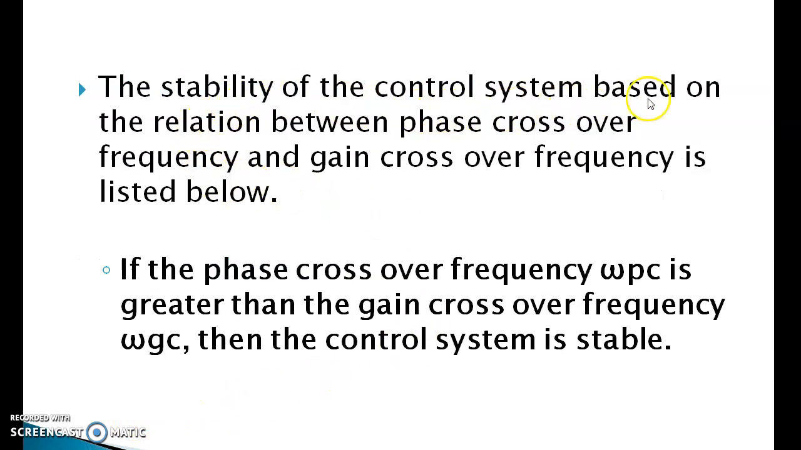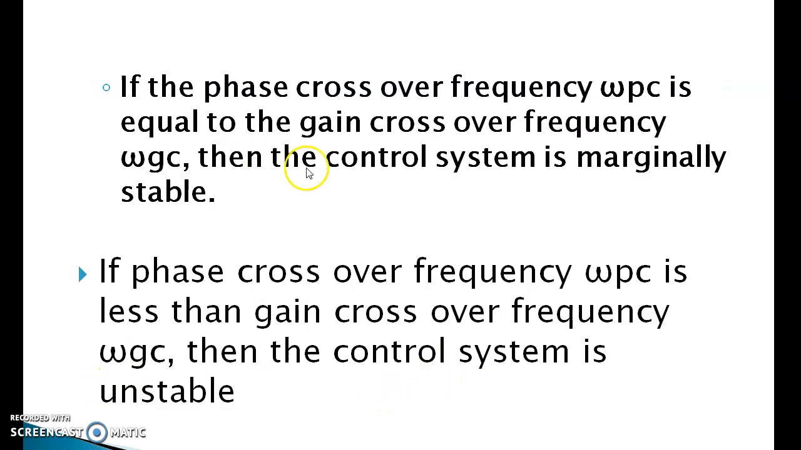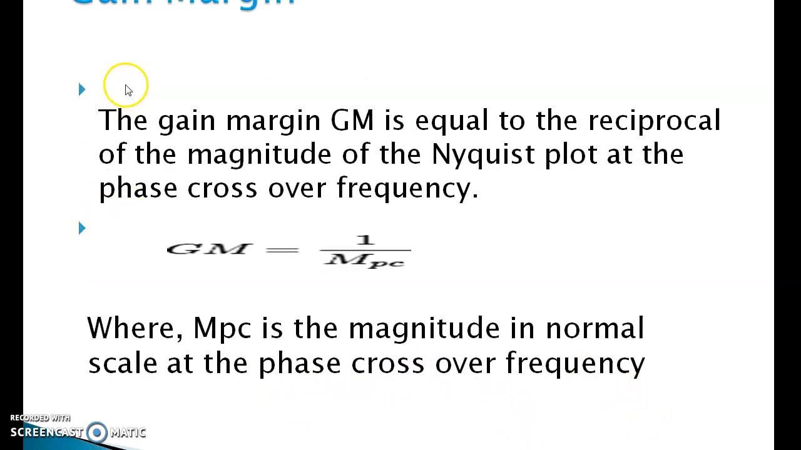The stability of the control system based on the relation between phase crossover frequency and gain crossover frequency is listed below. If the phase crossover frequency omega PC is greater than the gain crossover frequency omega GC, then the control system is stable. If omega PC is equal to omega GC, then the control system is marginally stable. If omega PC is less than omega GC, then the control system is unstable.